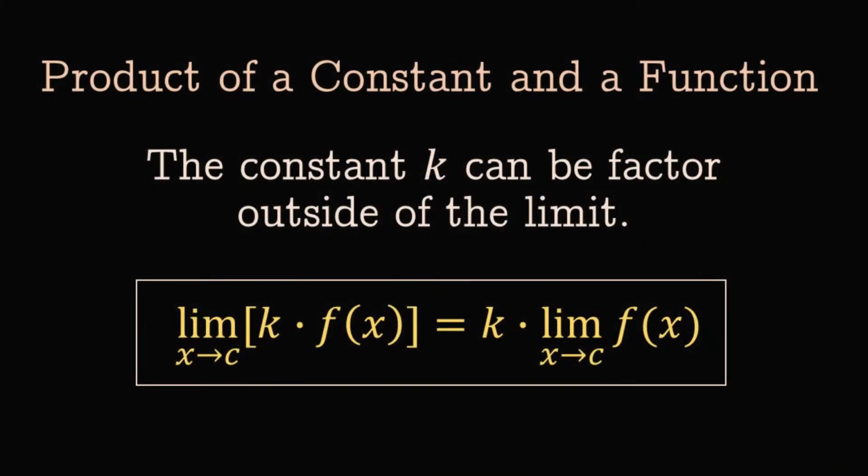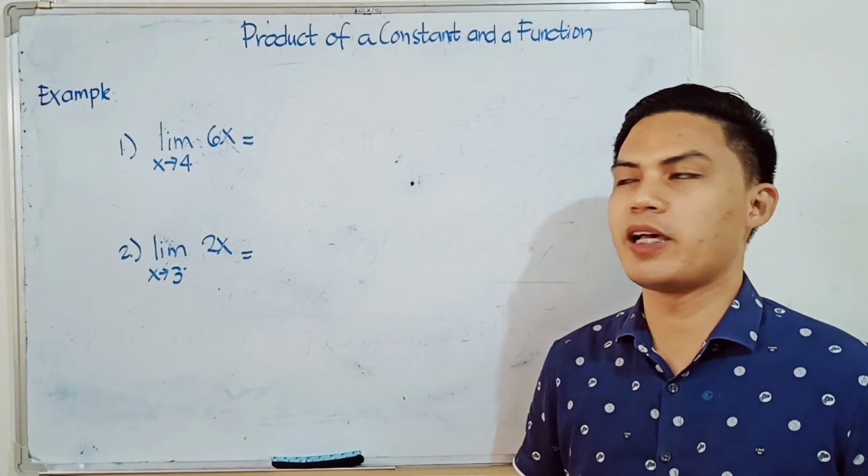Fifth theorem, we have the product of a constant and a function. The constant k can be factored outside of a limit. So we have limit of k times f of x as x approaches c is equal to k times the limit of f of x as x approaches c. So we have here two examples.